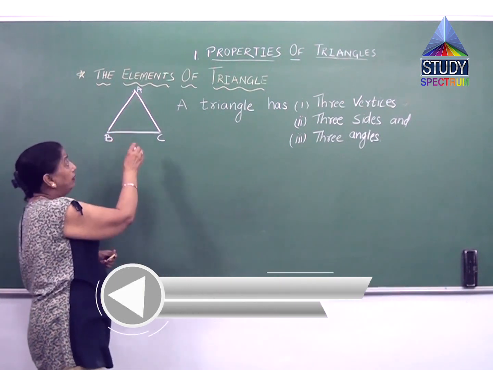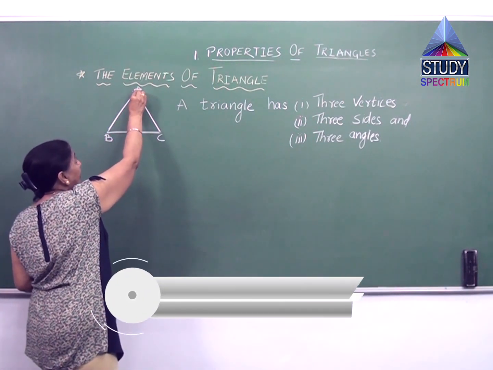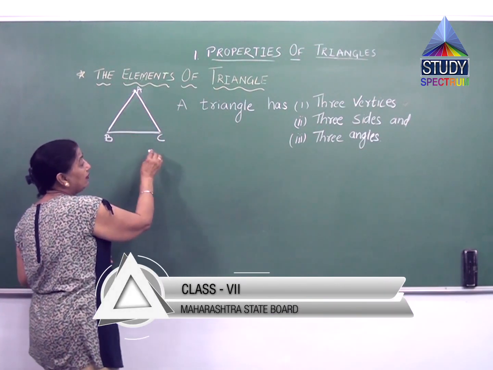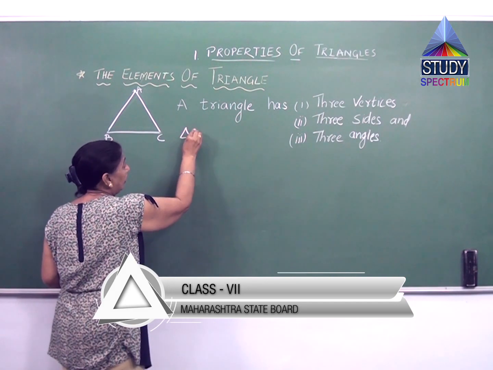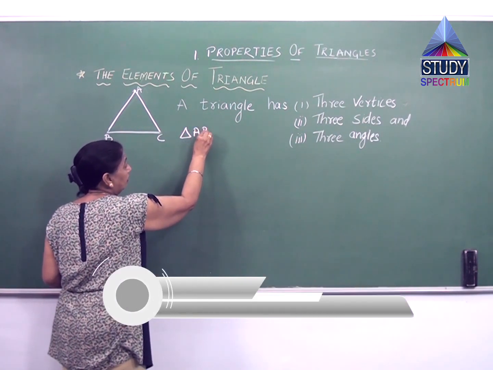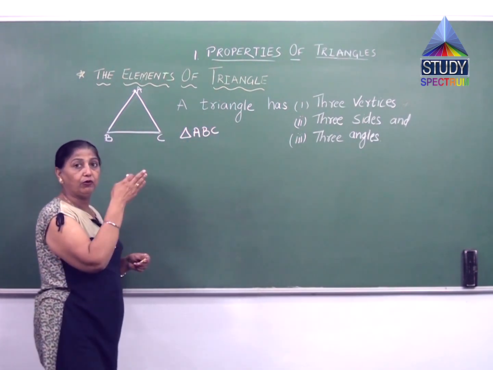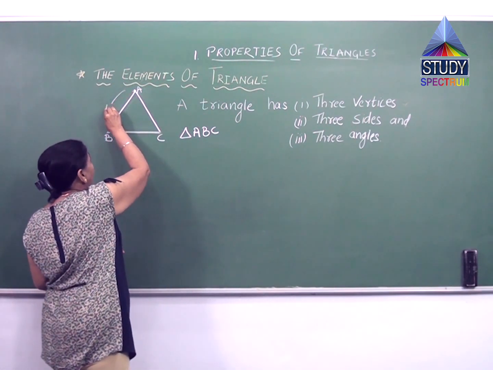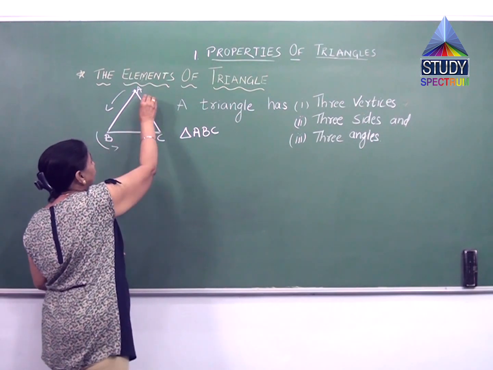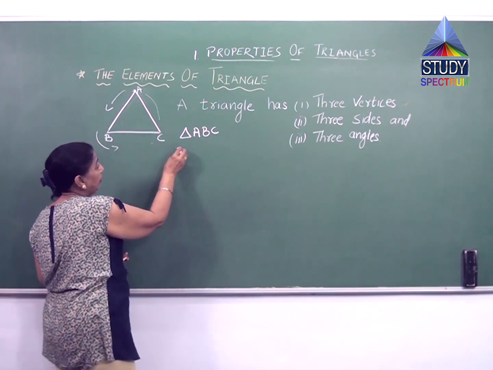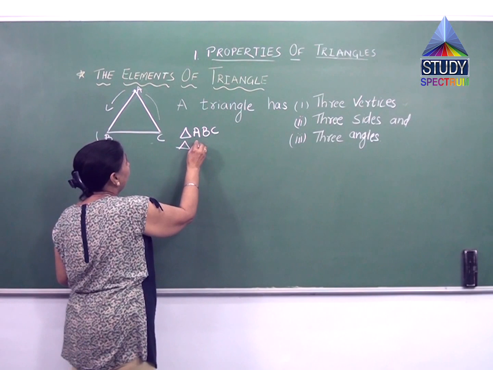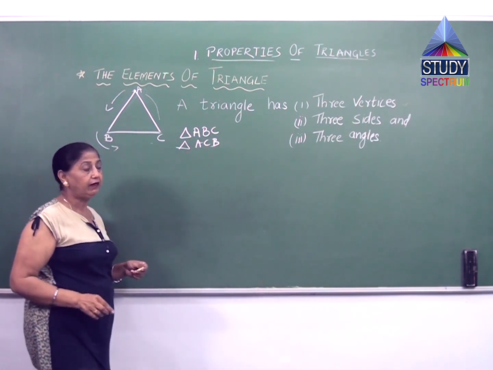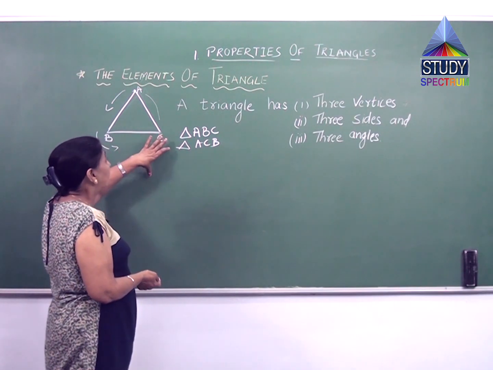In this figure, this point is A, B, C. So this triangle I can name as triangle ABC. As I explained, you can go alphabetical order, anti-clockwise or clockwise. If clockwise I am going this way, then I can say triangle ACB. Right?